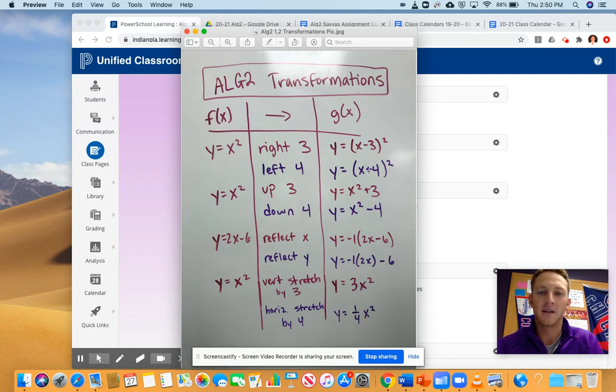Notice left and right is inside the parentheses with the x. It's also getting squared. And then on the outside, it's moving up and down.